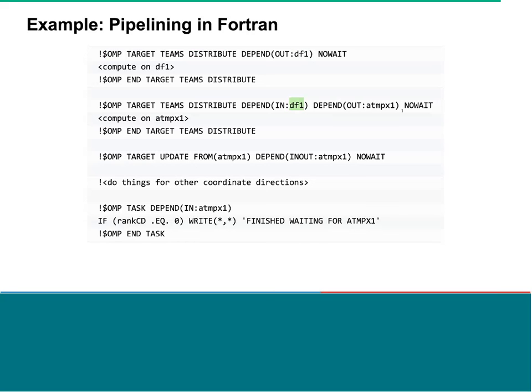But atmpx1 is an output dependency, which causes the subsequent asynchronous update to wait, which then causes a host task to wait on that result such that it can print a result. Right. This is also an example of a host task interacting well with device tasks.